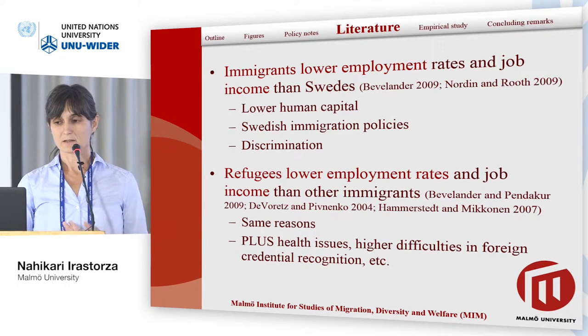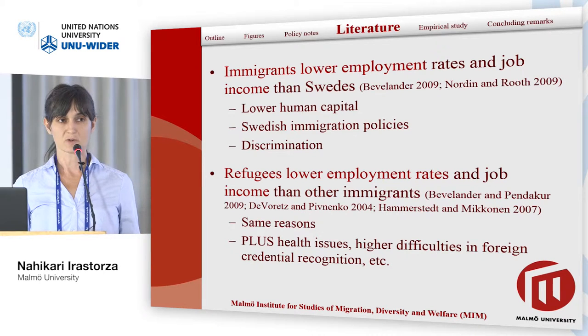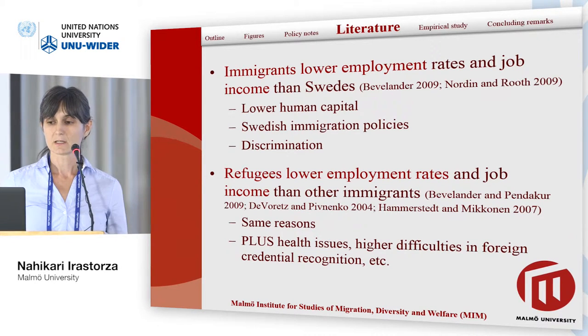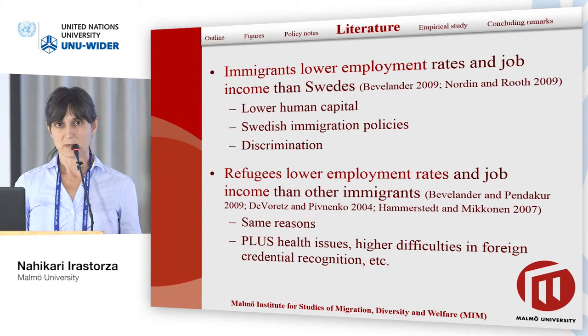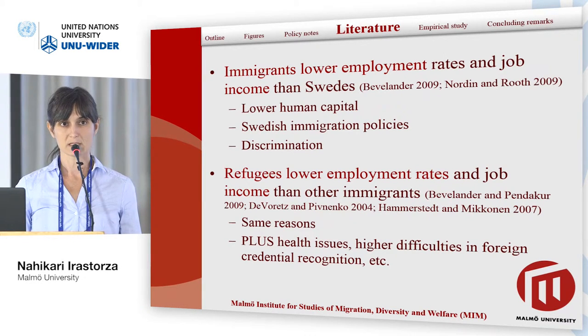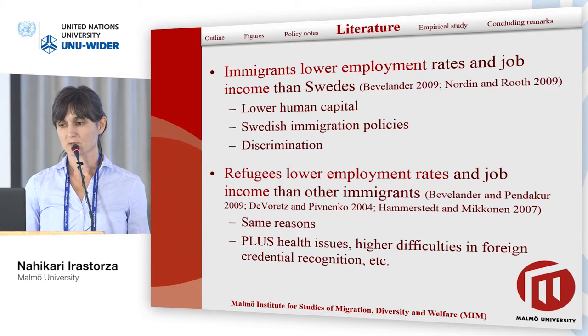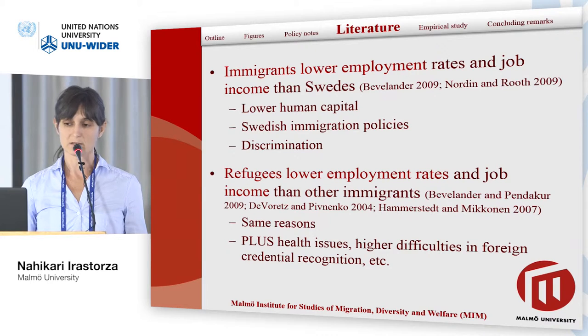Now, what does the literature say about immigrants' labor market participation in Sweden and other parts of the world? Well, in general, there is a consensus that immigrants have lower employment rates and income than native Swedes. And scholars explain this by the lower human capital attributes of immigrants, also Swedish immigration policies and discrimination.